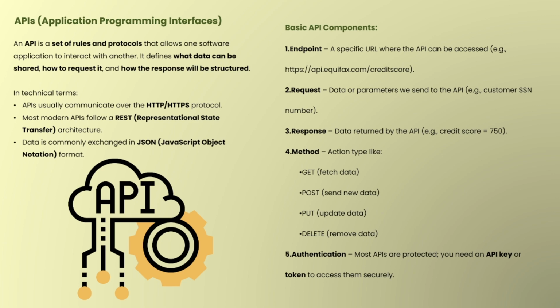So it is data returned by the API. We normally see it returning a credit score, or something different. Whatever it is returning, we are getting something from the other system, so it is called the response.